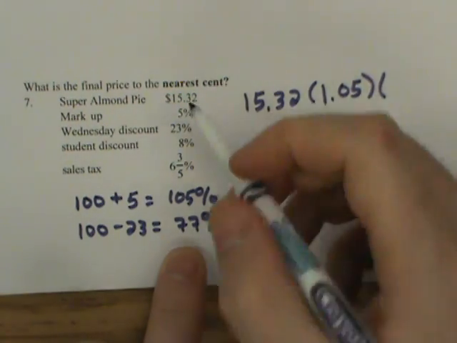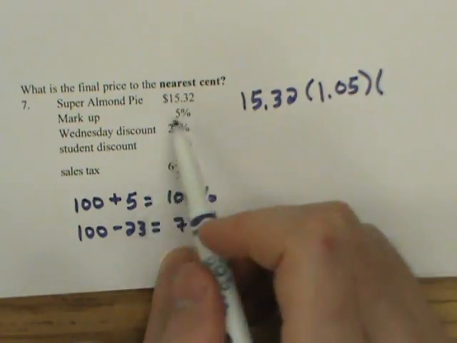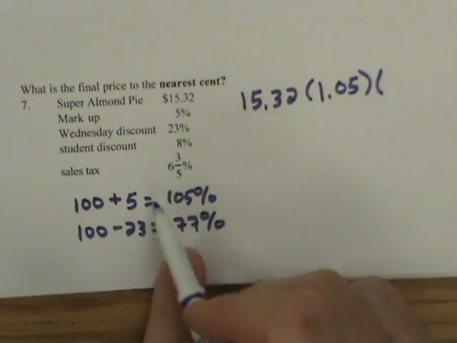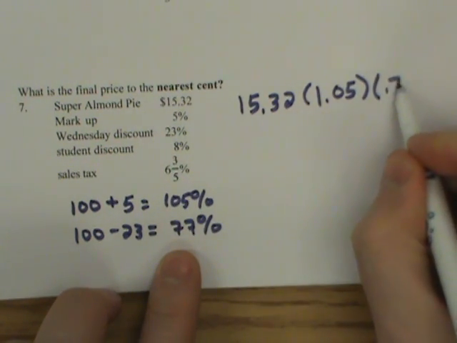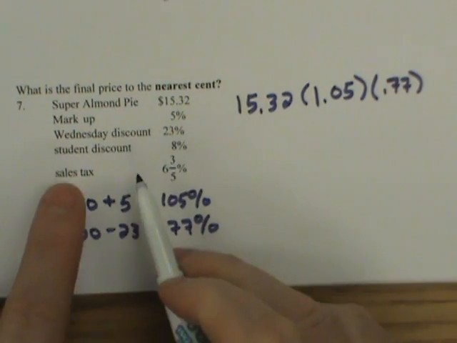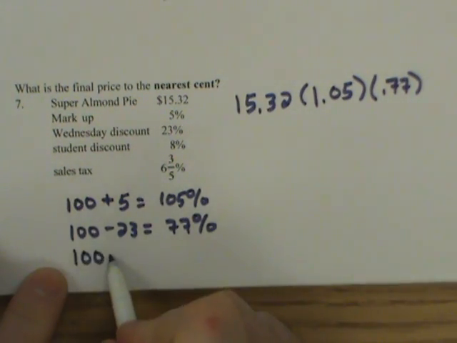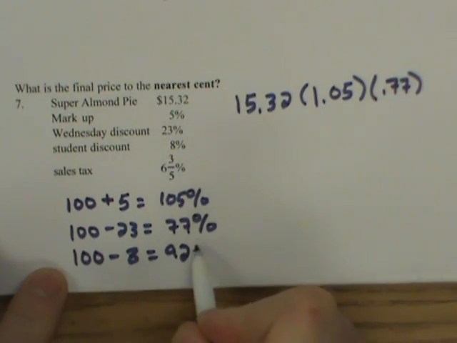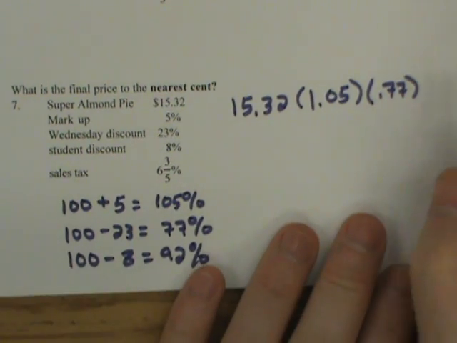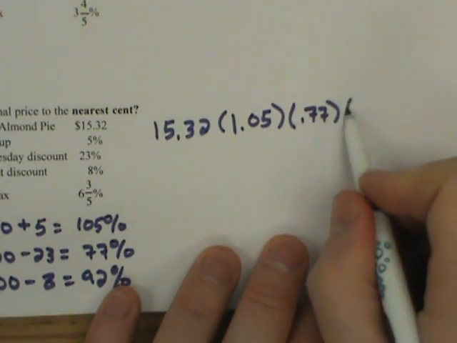You never add or subtract vertically. You always have to baseline everything. See how it changes from 100. And so this is going to be 0.77 here. Then I have a student discount of 8%, so 100. Take away 8% is 92%. As a decimal, I can write that as 0.92.